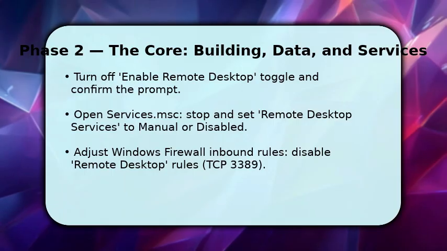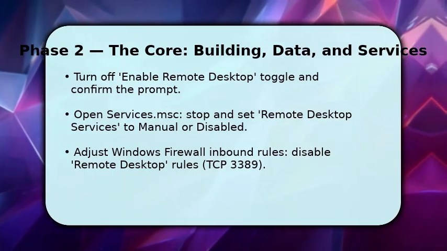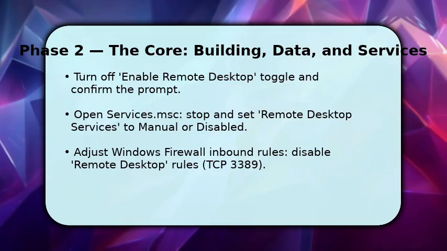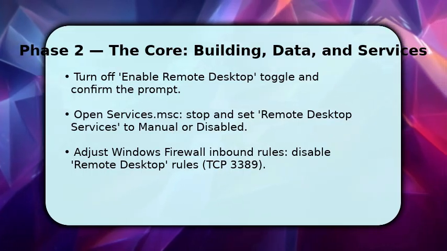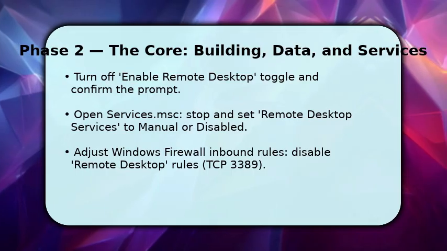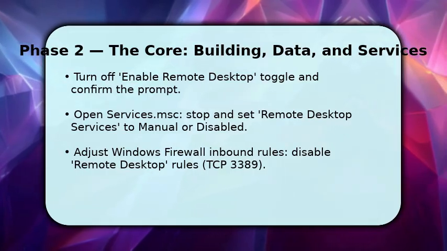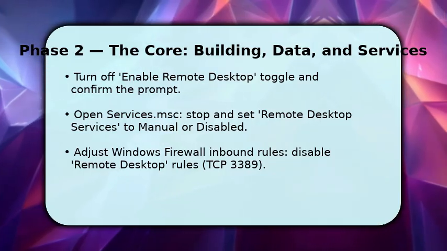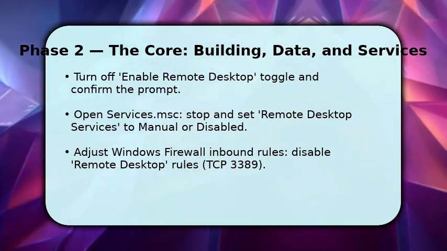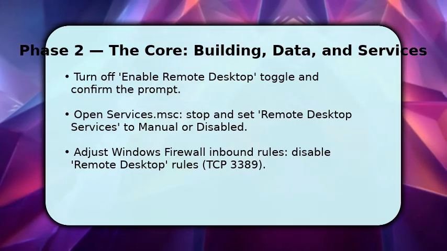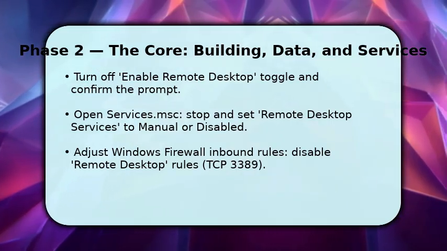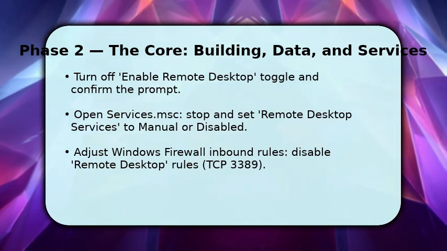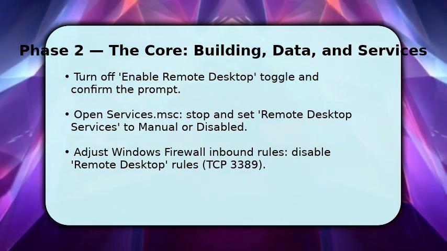Next, press Win+R, type services.msc and press Enter, locate Remote Desktop Services, stop it, then set Startup Type to Manual or Disabled so it won't restart automatically. After that, open Windows Defender Firewall with Advanced Security and review inbound rules. Find and disable rules that allow RDP on TCP port 3389. These steps close both the feature and the network path into the machine.